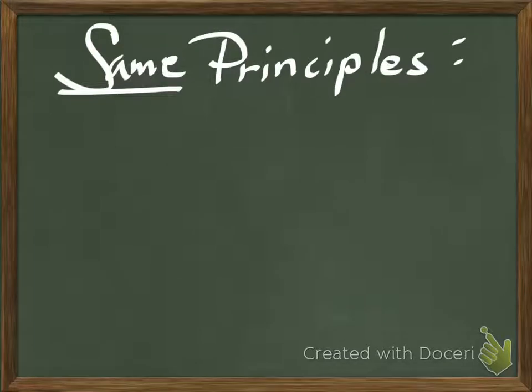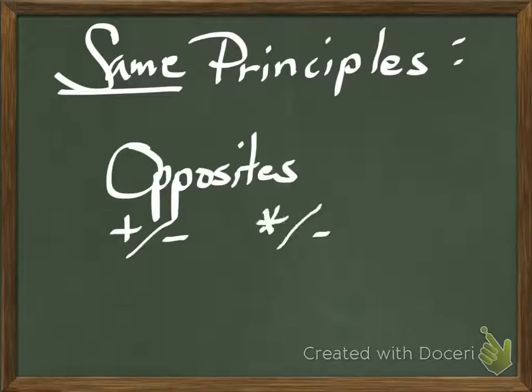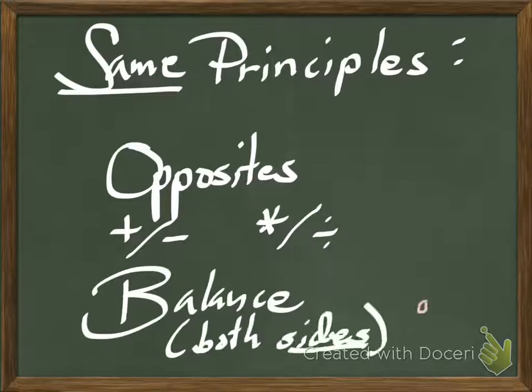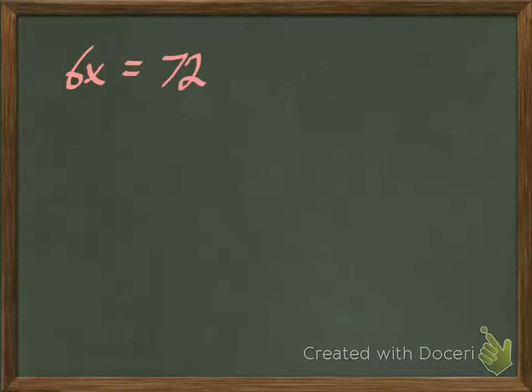The same principles that apply for adding and subtracting are going to apply for these. So when we are solving equations, we're going to remember the idea of opposites. That is, if we're trying to get rid of plus, we're going to use minus. If we're trying to get rid of minus, we're going to use plus. Also, now we're going to introduce the idea that multiplication and division are opposites of each other. So if you want to get rid of one, use the other. And then remember balance, which means basically do things to both sides of the equal sign, both sides of the equation.